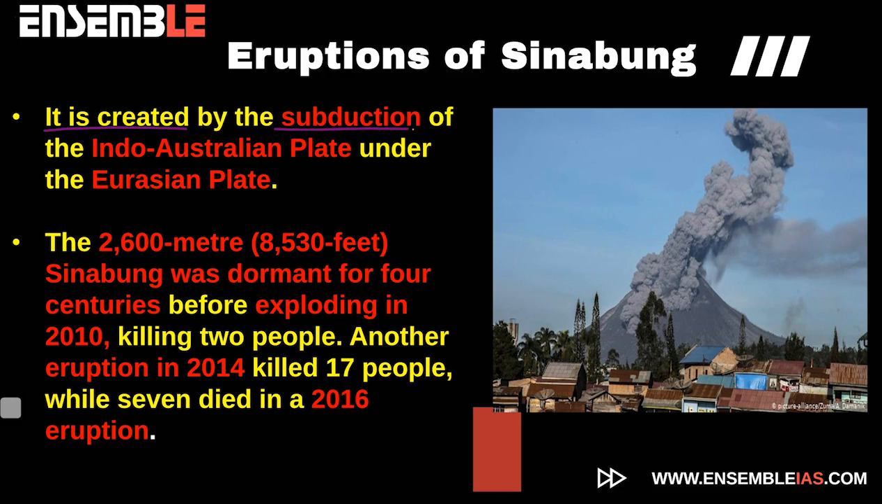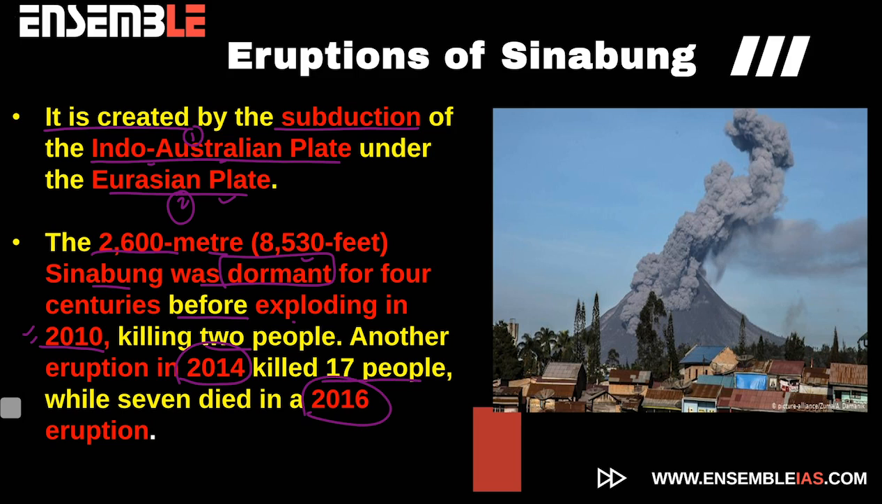So it was created by the subduction of the Indo-Australian plate and the Eurasian plate. The two plates involved were the Indo-Australian plate and the Eurasian plate. And the 2600 meter Sinabung was dormant. Mind you, it was dormant for nearly 4 centuries before exploding in 2010 for the first time, and that time it killed 2 people. And then again in 2014 the eruption happened, and that time 17 people were killed.